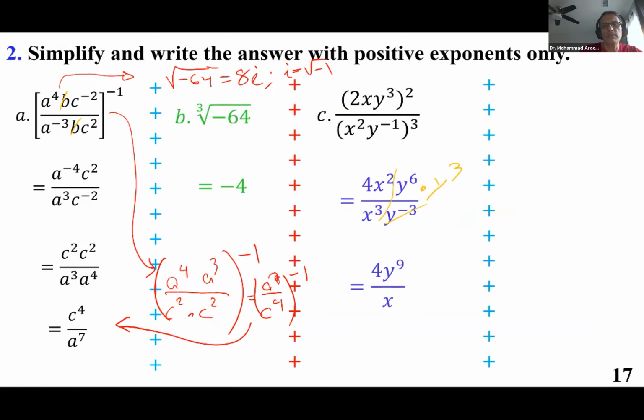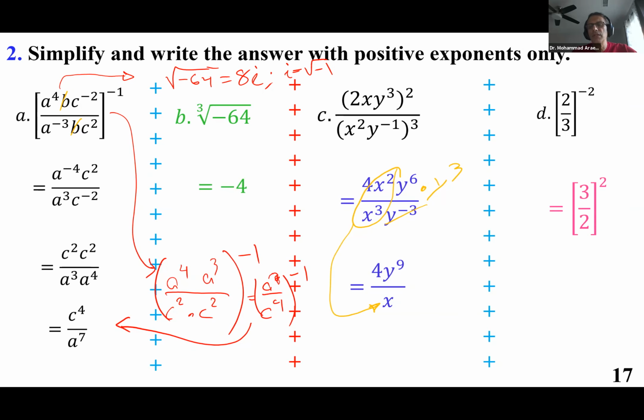And then these 2 will result in this. 2/3 to the power of -2, you can flip it over to the power of +2, and that means 3 squared, which is 9, over 2 squared, which is 4.